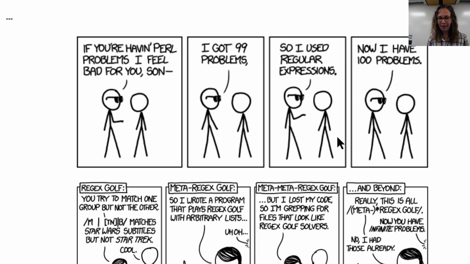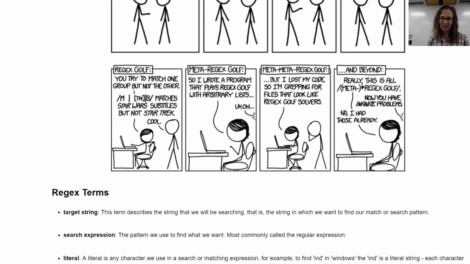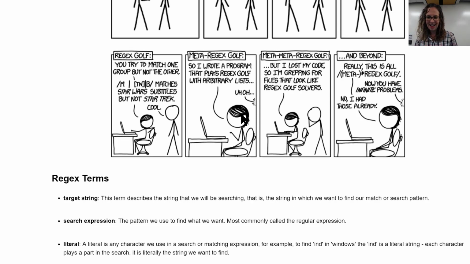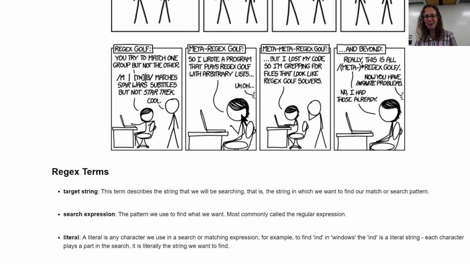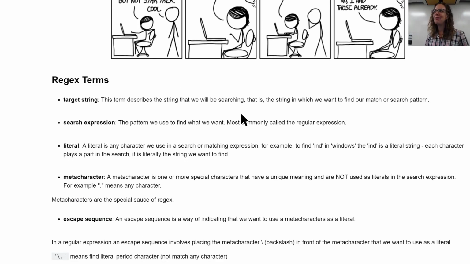There are a number of XKCDs involving regex. Regex golf, you try to match one group but not the other. Meta regex golf, try to play regex golf with an arbitrary list. But I lost my code, so I'm grepping for files that look like Regex Golf solvers. That's meta Regex Golf. So lots of jokes about Regex.